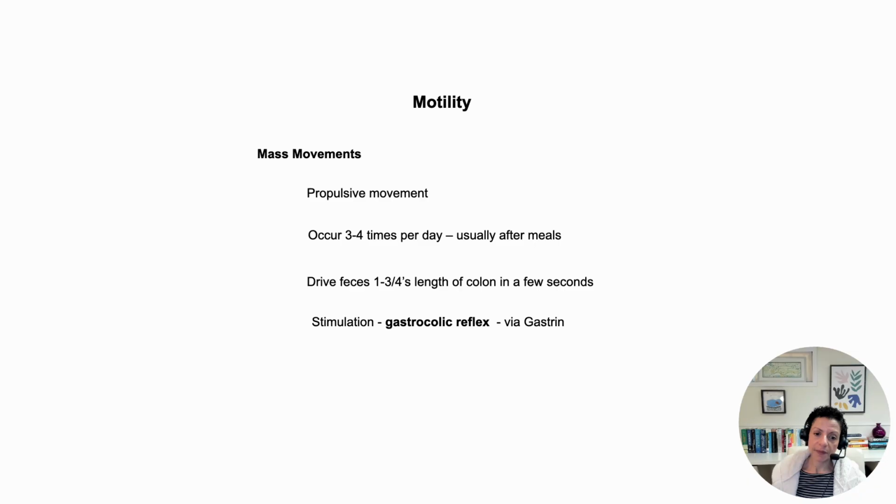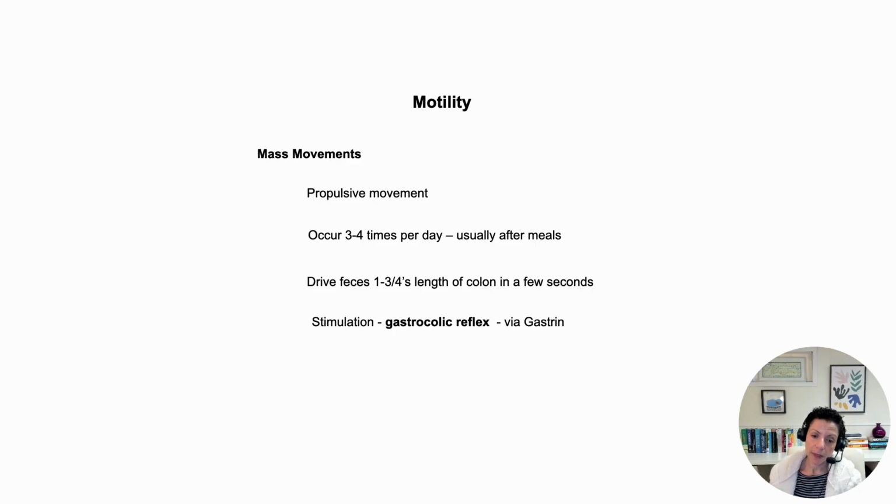And these mass movements, they're very strongly propulsive. They're able to drive feces either the entire length of the colon or 3/4 of the length of the colon within a few seconds. Okay? And if you have enough bulk in your colon and you get these mass movements, they may trigger a bowel movement. It may trigger defecation. And so you might find that if you are somebody who gets a decent amount of fiber, you have a healthy colon, you might end up having a bowel movement 3 times a day with every major meal that you eat.